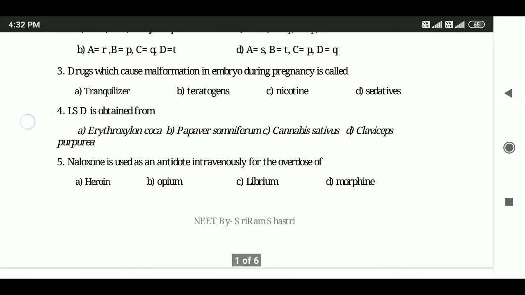Third question: drugs which cause malformation in embryo during pregnancy are called tranquilizer, teratogen, nicotine, sedatives. Drugs which cause malformation in embryo are called teratogens. The chemicals which alter the development of fetus are called teratogens, whereas tranquilizer, nicotine and sedative are drugs which affect the brain and not the embryo and its development.